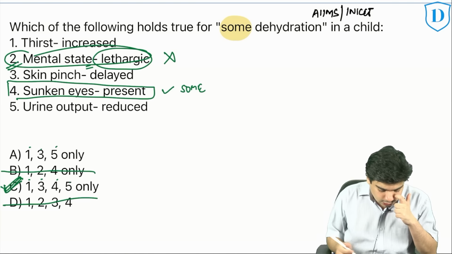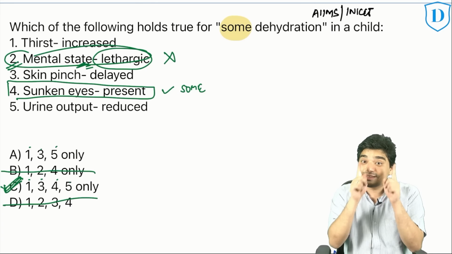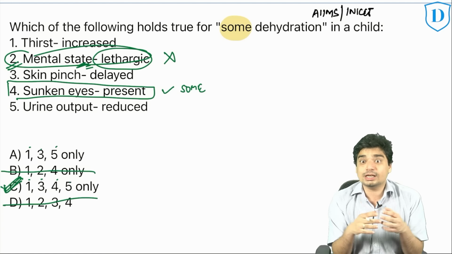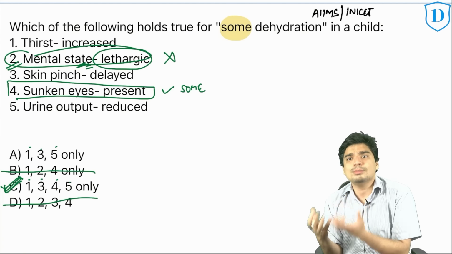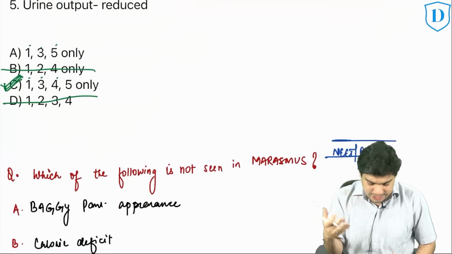The main thing they wanted you to know was whether the child is lethargic or not in some dehydration. Some dehydration, little less severity, irritable child. Severe dehydration, more severity. The only thing worse than a crying child is a child who is not crying. Let's look at another question.